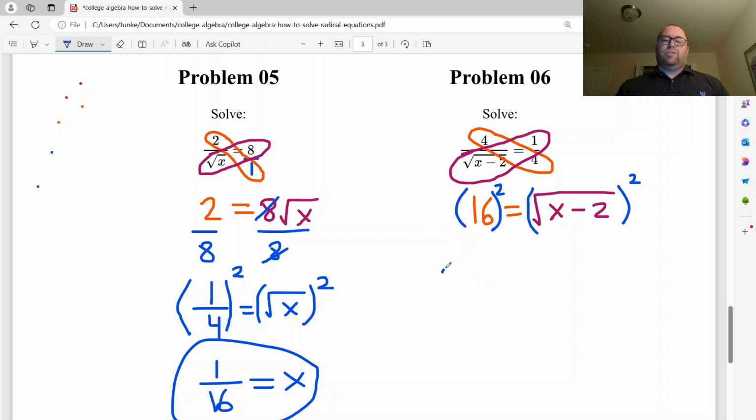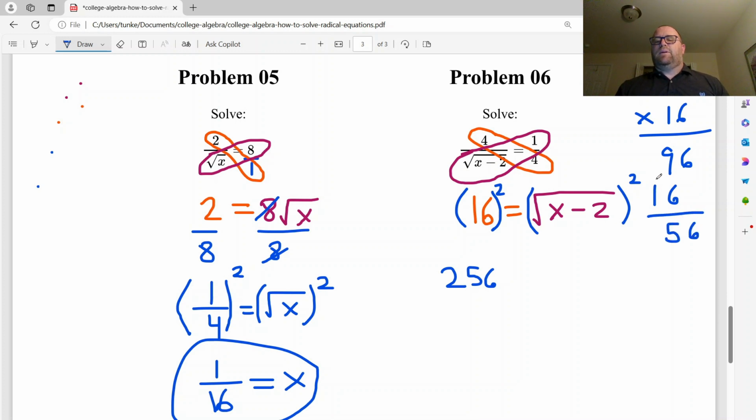Sixteen times itself is 256. Let's just check that, make sure I'm right there. So we'll do 16 times 16. So 6 times 6 is 36, so 6 and carry the 3. 6 times 1 is 6, plus 3 is 9. And 1 times 6 is 6. And 1 times 1 is 1. We have a 6, this is 5, bring up the 1. Yep, 256.